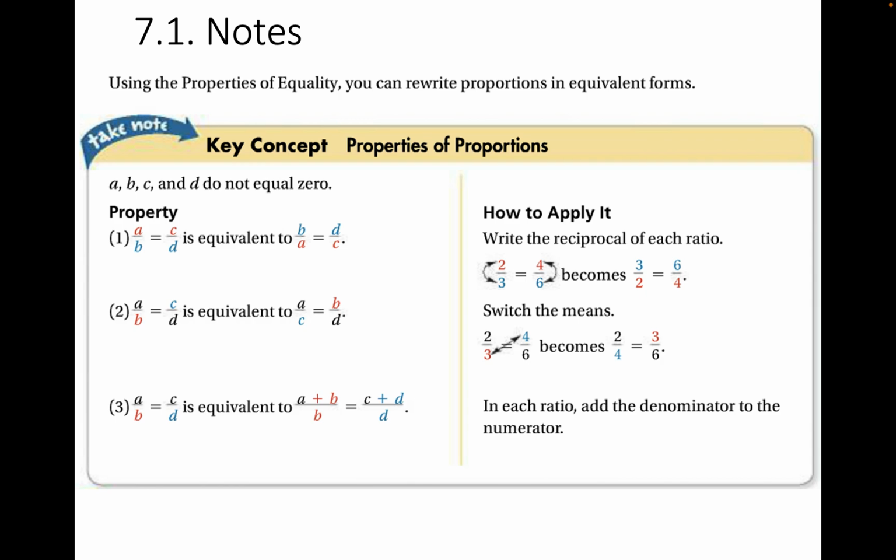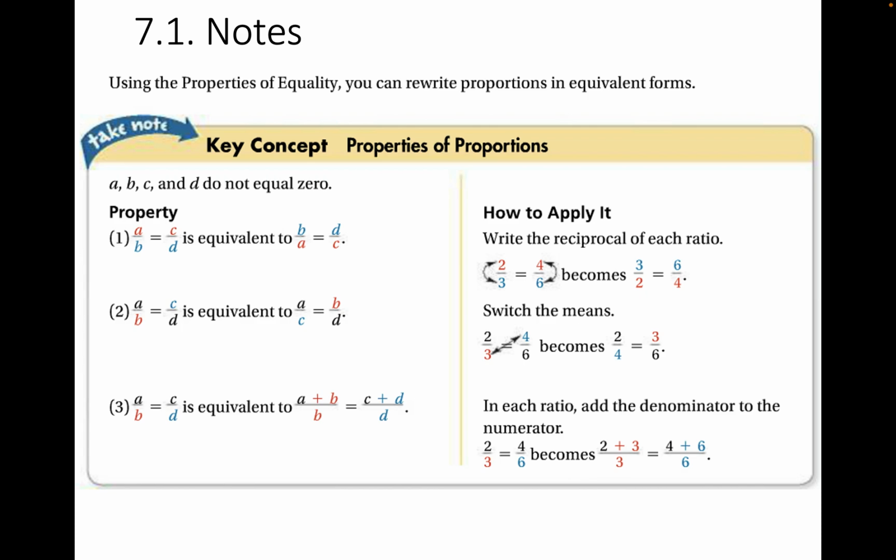Let's again use our same example of 2/3 equals 4/6. If we do that and then we add 3 to the left and 6 to the right, we get 5/3 equals 10/6, both of which are equal to 5/3 or 1 2/3. So yes, once again, that ratio is proportionate by following, in this case, the third rule of my properties, which is that I can add the denominator to each numerator.